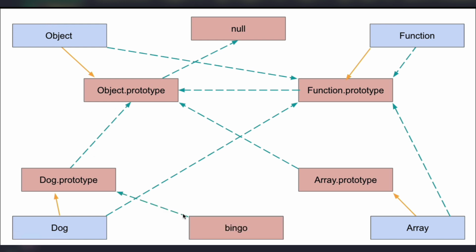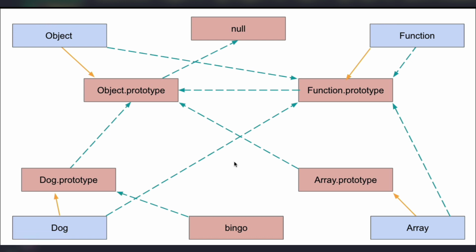So let's bring in bingo. Now, when we invoked our dog function call with the new keyword, bingo was created, and dog.prototype was set as bingo's prototype. So bingo's prototype internal slot is linked to dog.prototype. That was how it was able to access that bark property. Bingo has dog.prototype as its own prototype.